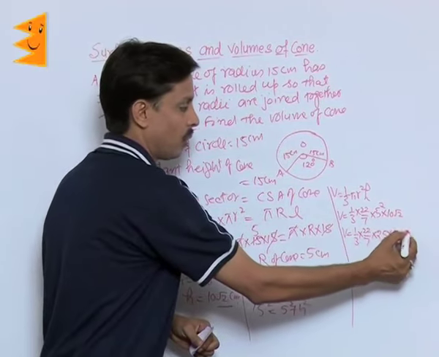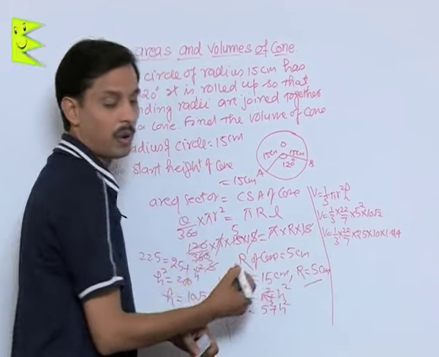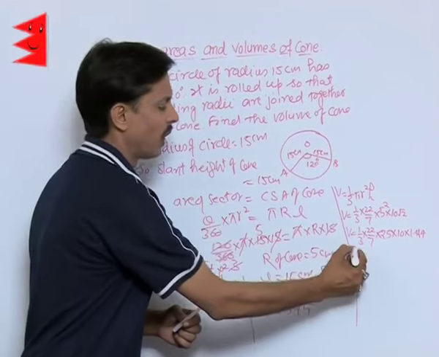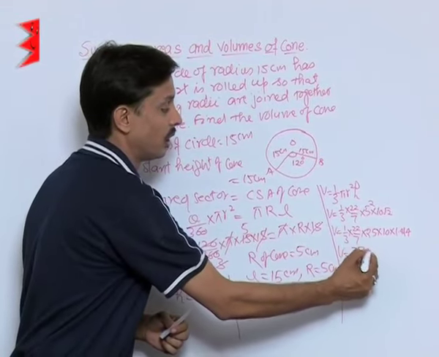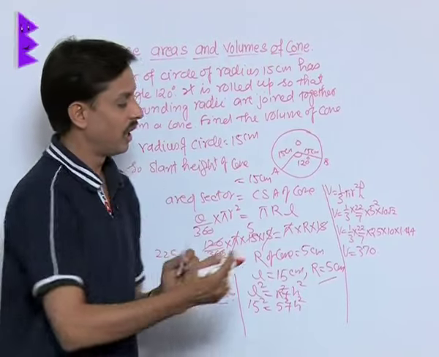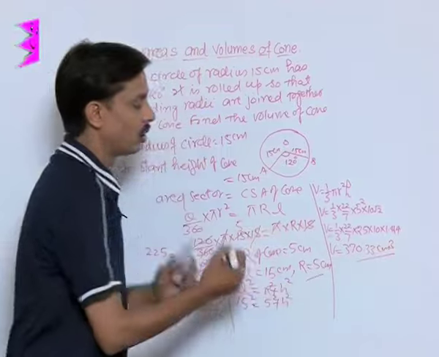This is 1.414 if you want to take it to 3 places. After simplifying, this value of volume becomes 370, that is the complete part, and then 0.33 centimeter cube.